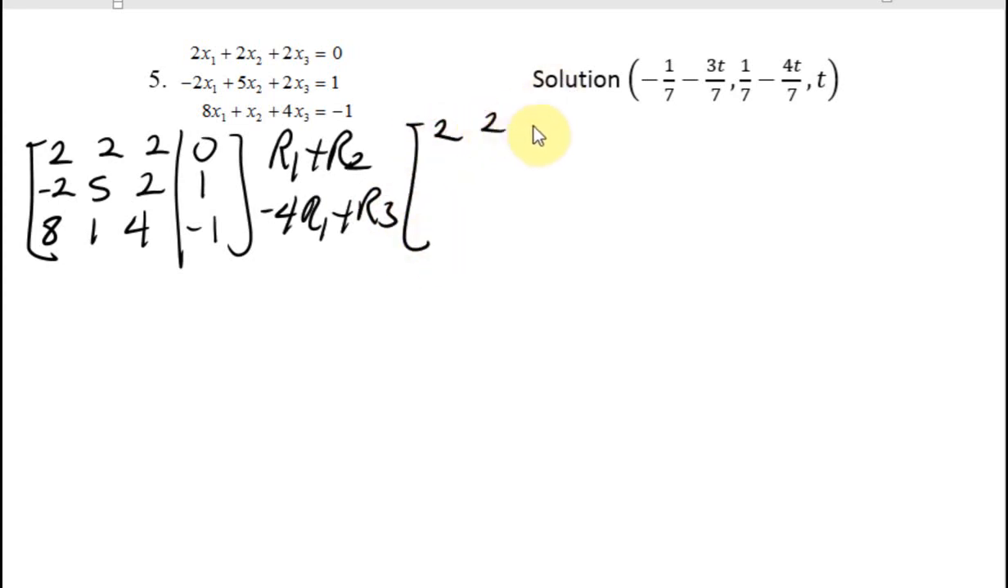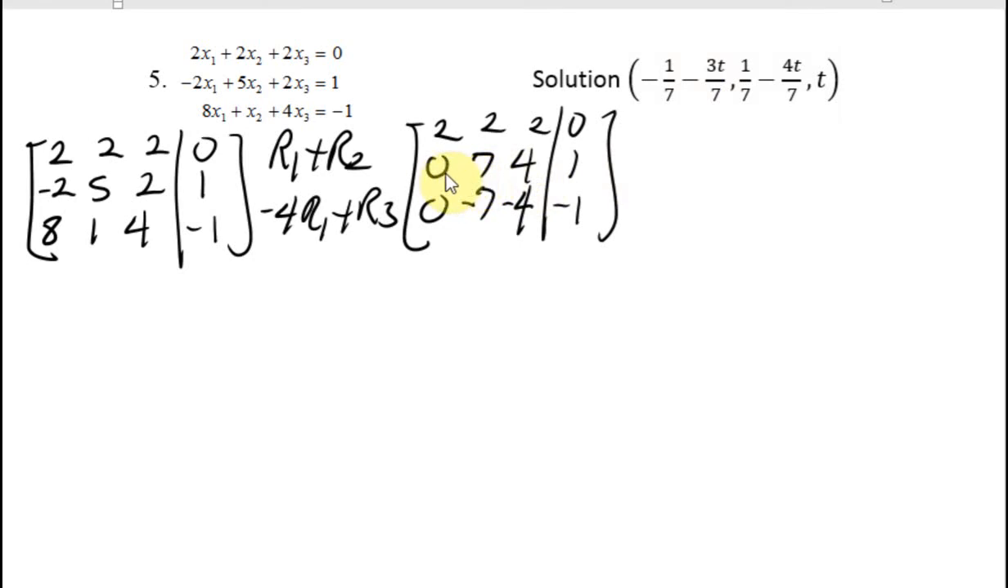So this is 2, 2, 2, 0. We're adding rows 1 to 2, 7, 4, and 1. And then negative 4 times row 1 plus row 3. So that's the 0 for the first one. Negative 8 plus 1 is negative 7. Then we get negative 8 plus 4 is negative 4. And then we say negative 4 times 0 is 0 plus a negative 1 is negative 1.